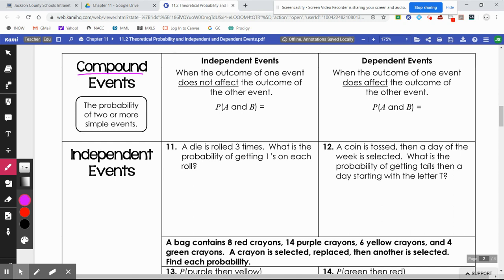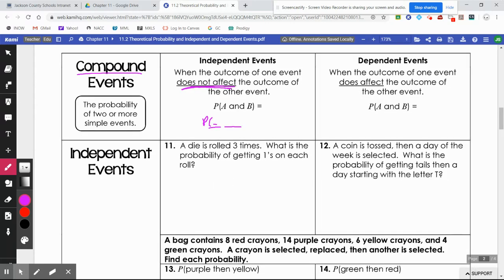So here are our formulas, and this is actually the exact same thing that we did for our counting principle in the previous video. If you have 2 events that are independent, when the outcome of one event does not affect the outcome of the other event, here's all you do. The probability that A will happen and then B will happen, there are two different events, and all you would do is find the probability that A happens, find the probability that B happens, and simply multiply the two together.